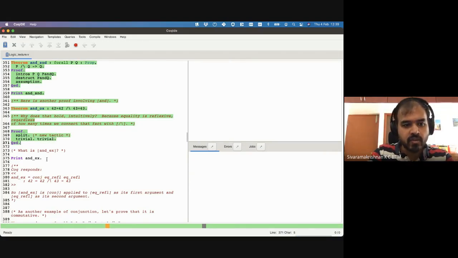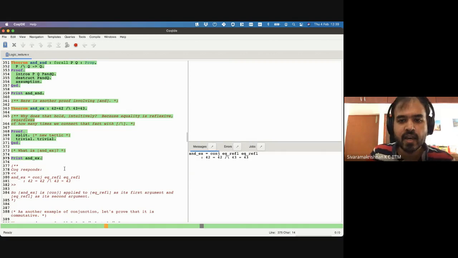Okay, so if you actually see, the proof is very simple, right? We know that the proof for 42 equals 42 is EQ-REFL, as we have seen earlier, and EQ-REFL is also a proof for 43 equals 43. And we just use the conj constructor to put together both of the proofs. And hence you get proof for 42 equals 42 and 43 equals 43.